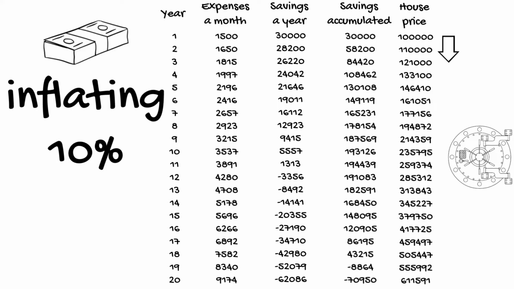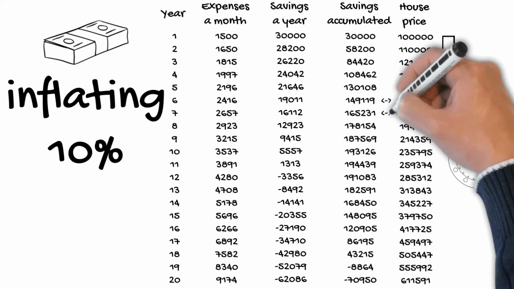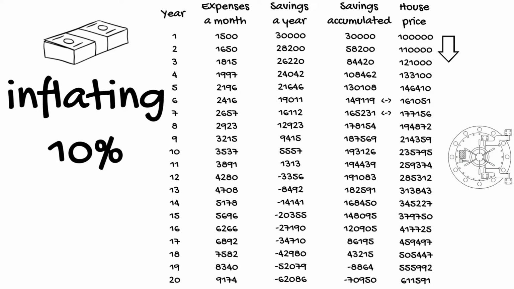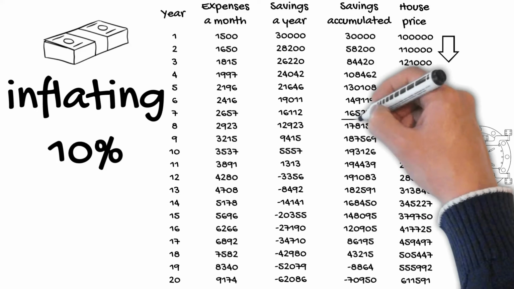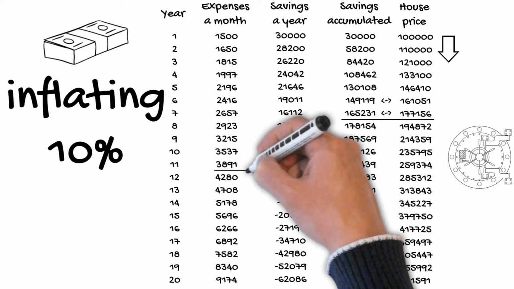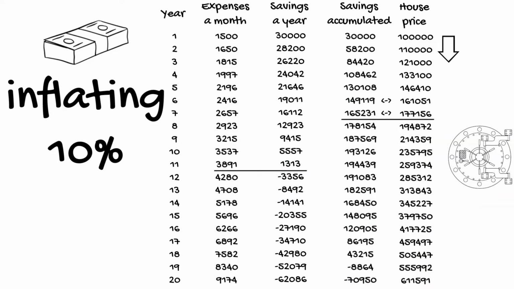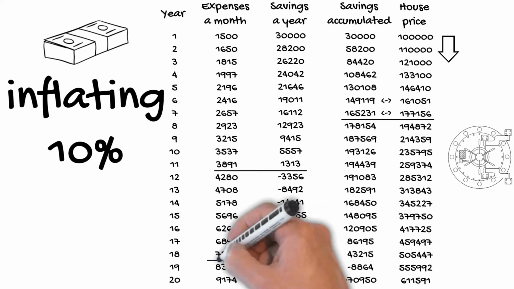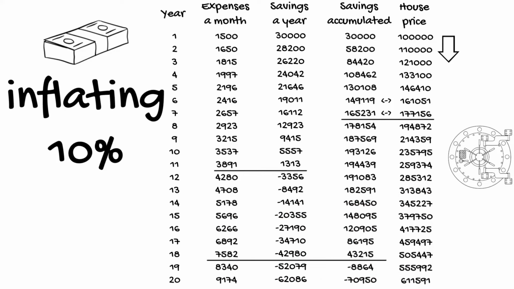Now looking at the whole table we can see a few things. At years 6 and 7 you would be the closest to being able to buy the house. The saved units of money are the closest to the price of the house. After that, the price of the house increases more than what you save. At year 12 your income is less than your expenses and you have to start spending from your savings. At year 19 you have burned through all the savings and the expenses are more than double compared to your income.